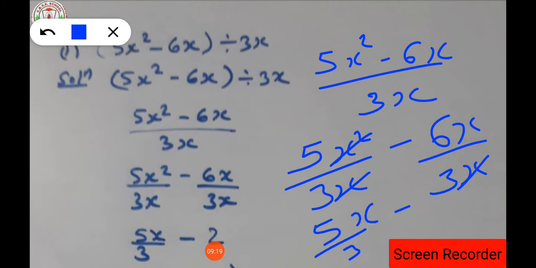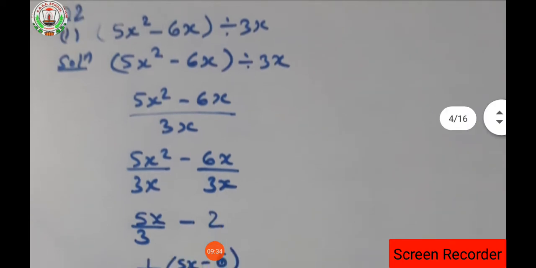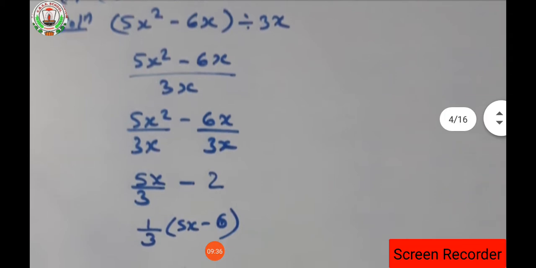Minus, x and x will get cancelled from the second term. Okay, by the table of 3, 3 ones are 3 will get cancelled and 3 twos are 6. So what is the number left out? That is 2, isn't it? So all together what is the answer? That is 5x upon 3 minus 2. Clear?